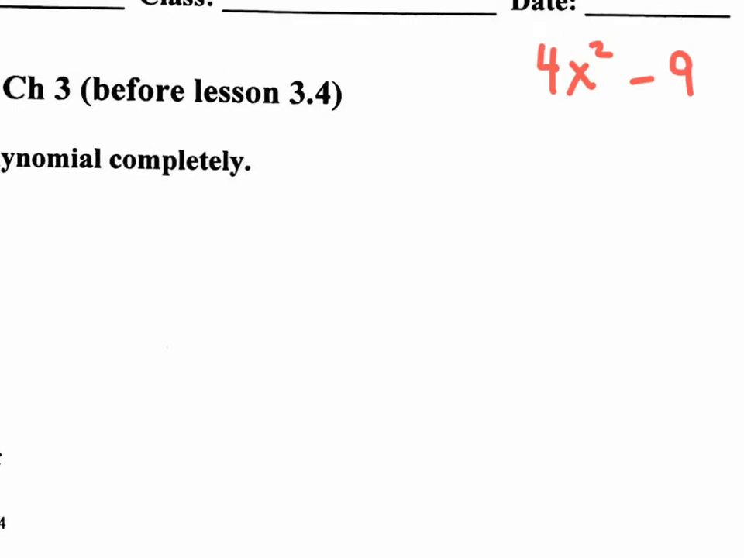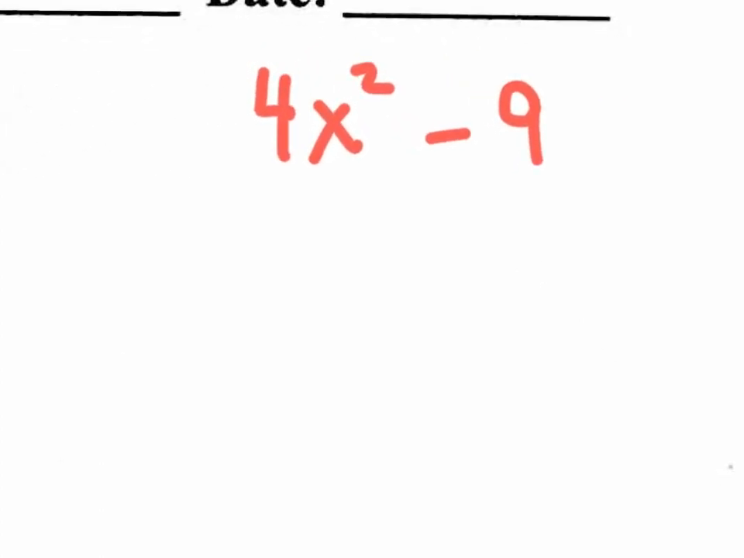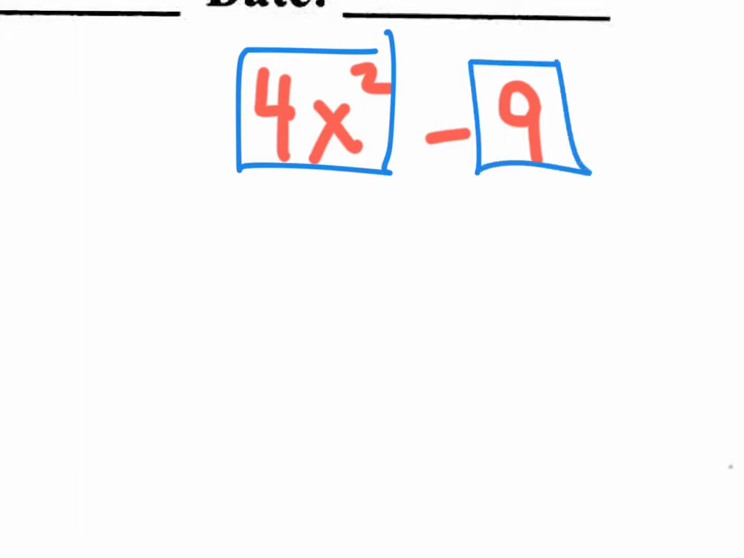Let's go to something a little more easy, like this one right here, 4x squared minus 9. That's also a difference of two squares. What do I mean by a difference of two squares? This is a perfect square term. This is a perfect square term. So if you take the square root of 4x squared and you take the square root of 9 and you plug them into your answers, you'll be ready to go.